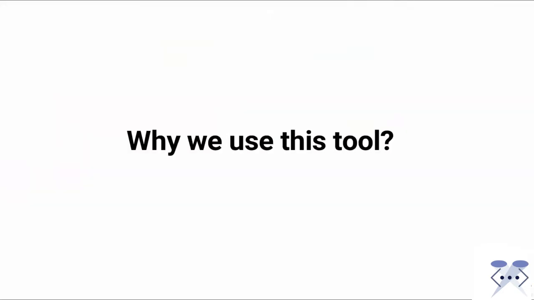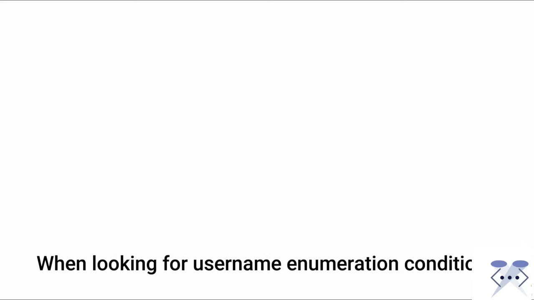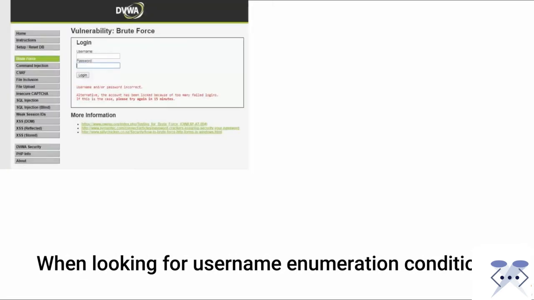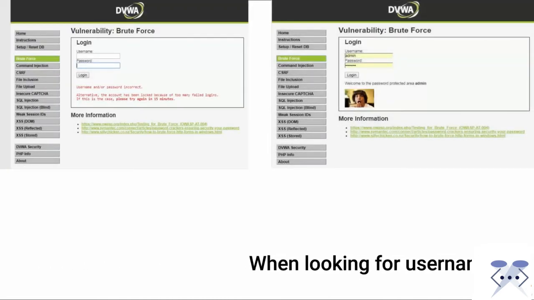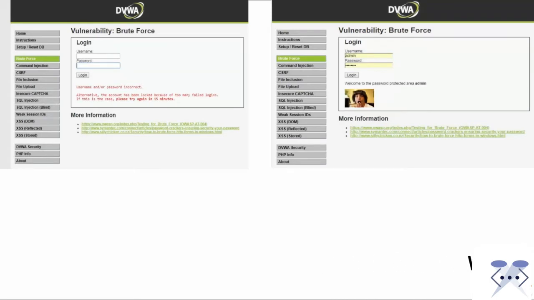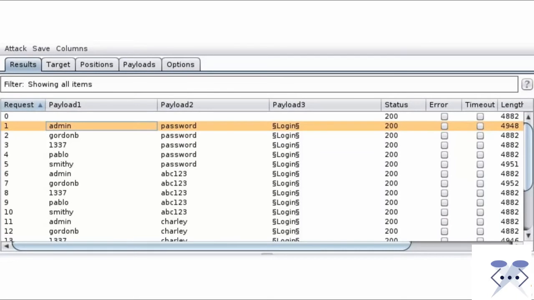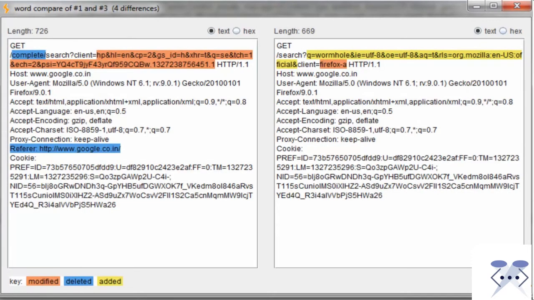But the question arises: why do we use this tool? Here I am discussing 4 uses. Let's assume that when looking for username enumeration conditions, you can compare responses to failed logins using valid and invalid usernames, looking for subtle differences in responses. When an Intruder attack has resulted in some very large responses with different lengths than the base response, you can compare them to quickly see where the differences lie.